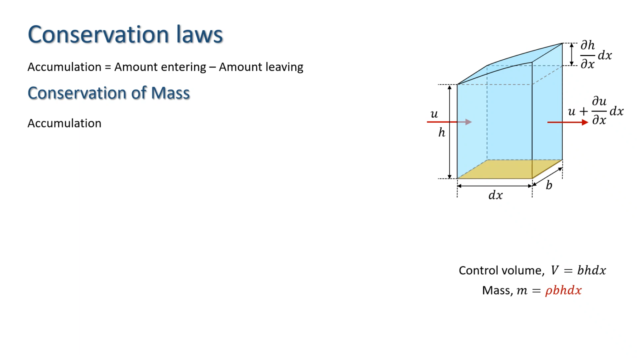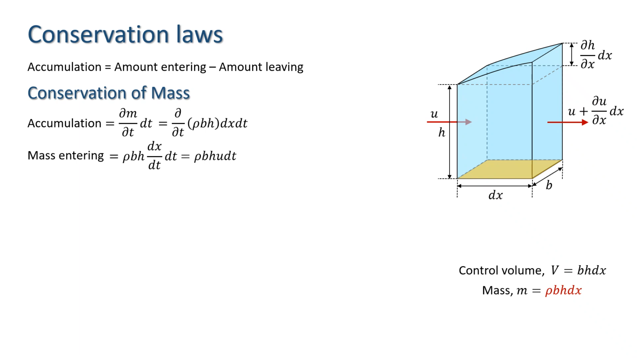The accumulation of mass in time dt can be written as dm by dt times dt, which equals d by dt of ρbh dx times dt. Because mass equals ρbh dx, the amount of mass entering the control volume in time dt is going to be ρbhu dt. And the amount leaving will be ρbhu plus d by dx of ρbhu times dx, all times dt.